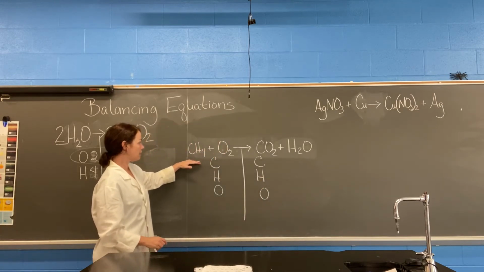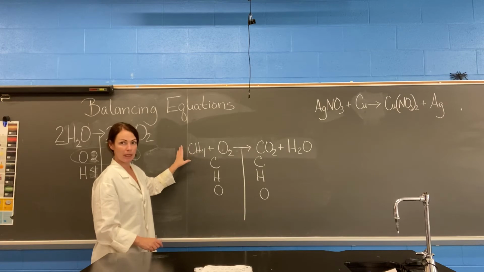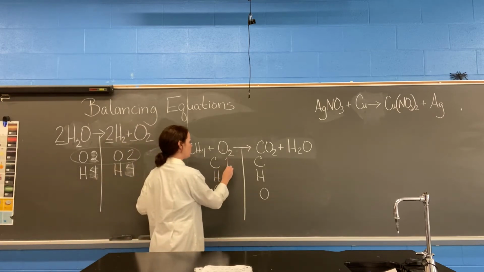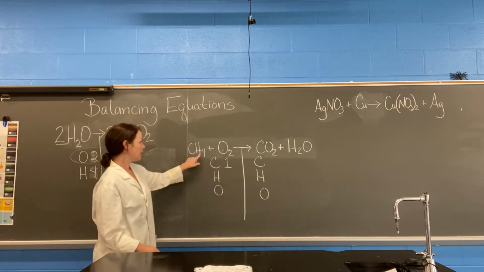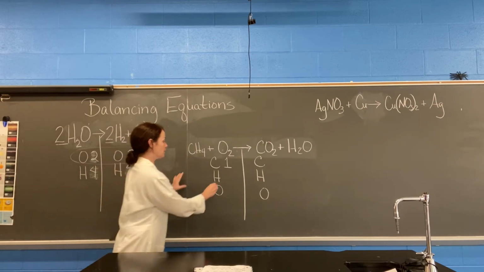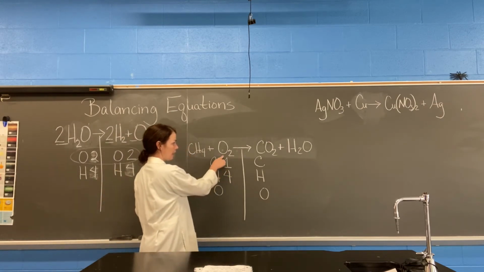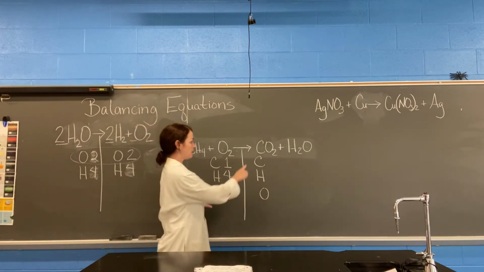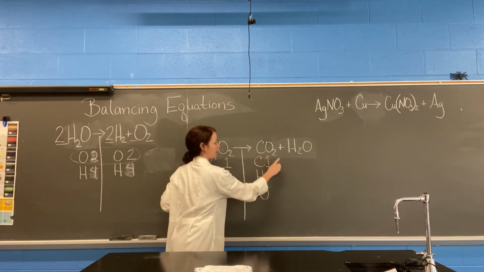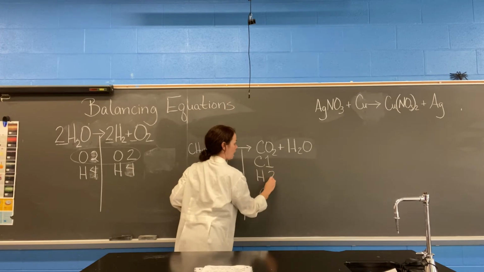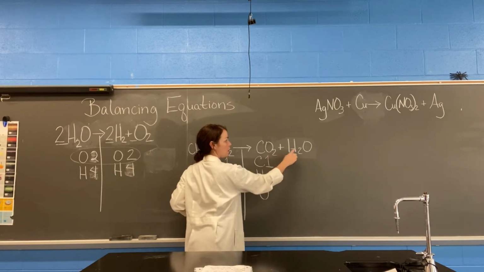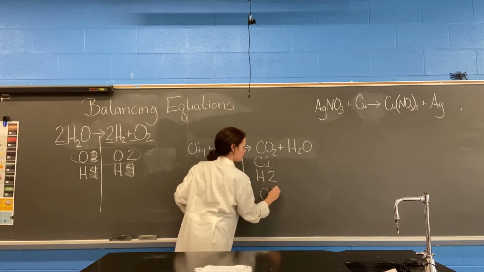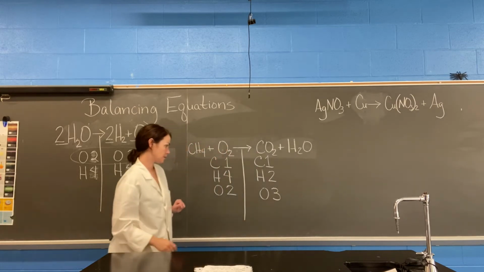On this side, we have no subscript and no coefficient, so we have 1 carbon atom. We have a subscript here of 4, so we have 4 hydrogens, and here we have a subscript of 2. On this side, we have 1 carbon, 2 hydrogens, and 2 plus 1 gives us 3 oxygens.